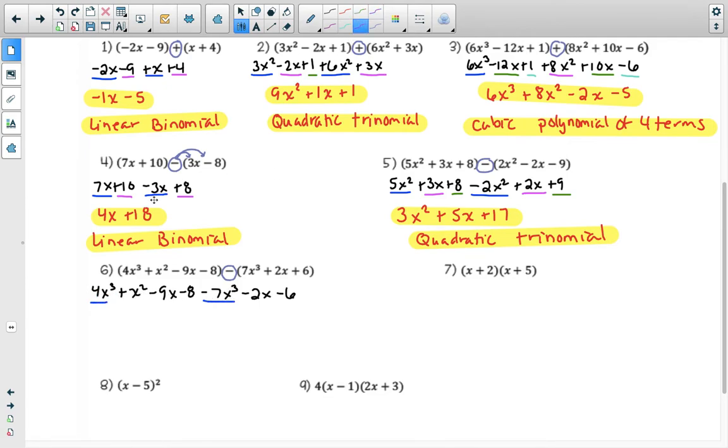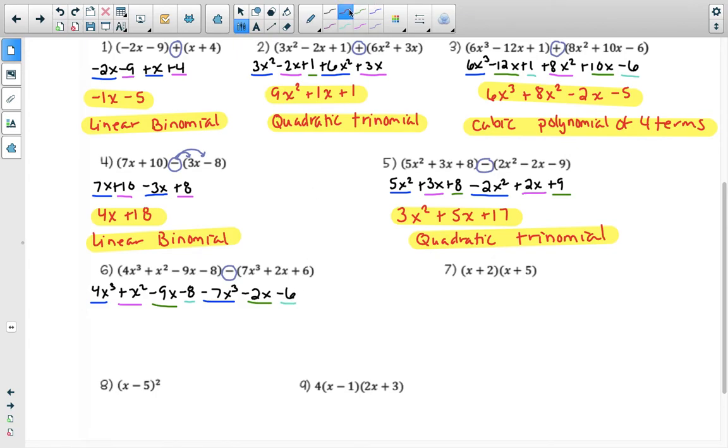Then we'll look for squares. We have a positive x squared, and that's the only one that we have for that. Then we look for our x's. We have a negative 9x and then a negative 2x. And then we look for constants. We have a negative 8 and then a negative 6.